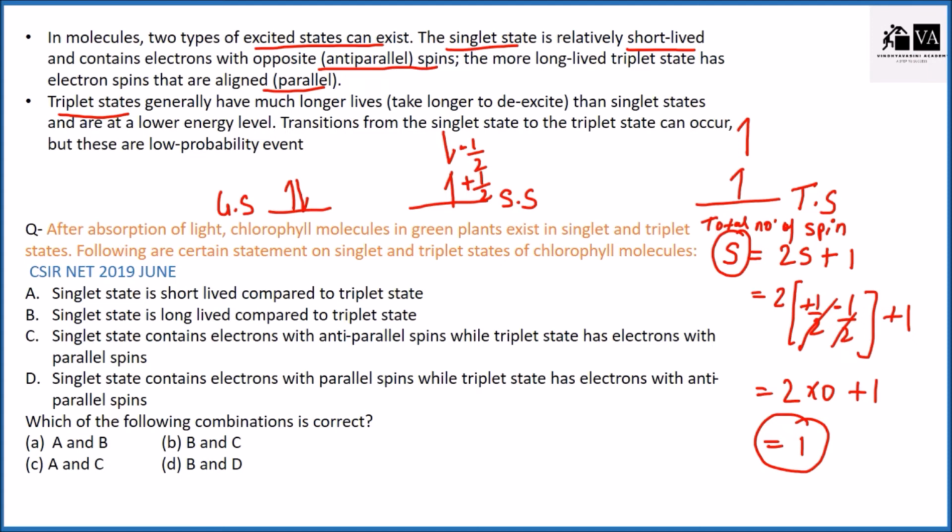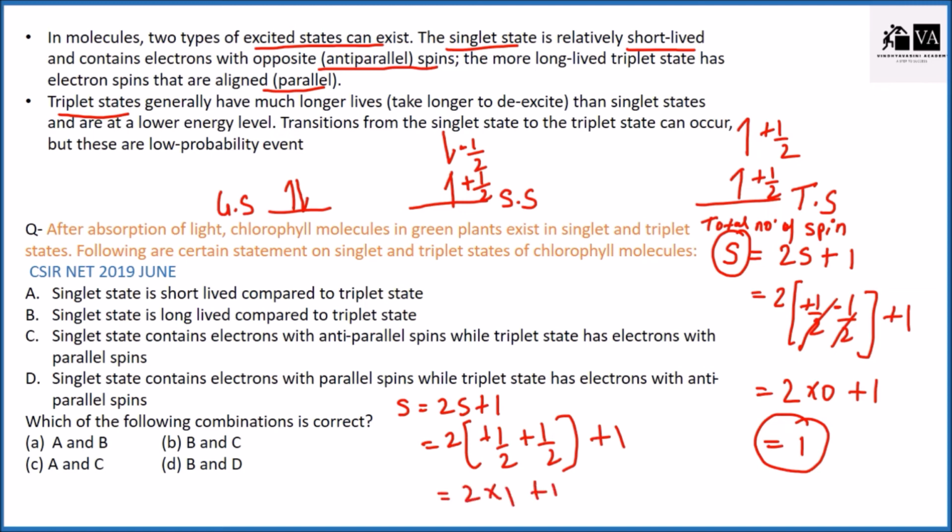If we calculate the total number of spin for the triplet state, we can put it in this formula. For the triplet state, the electron spin is in the polar direction. So if it is plus half, this is also plus half, so S is 1. 2 into 1 plus 1 is equal to 3. So the total number of spin in the triplet state is 3. That is what is called triplet.